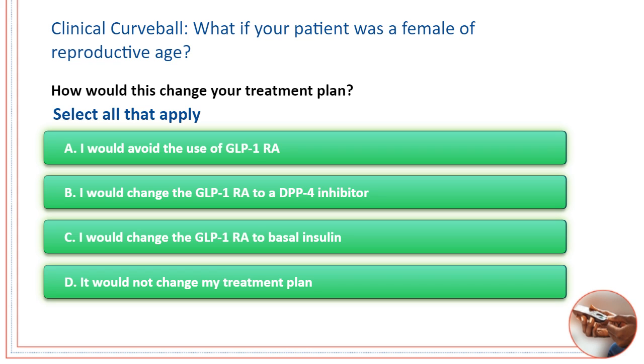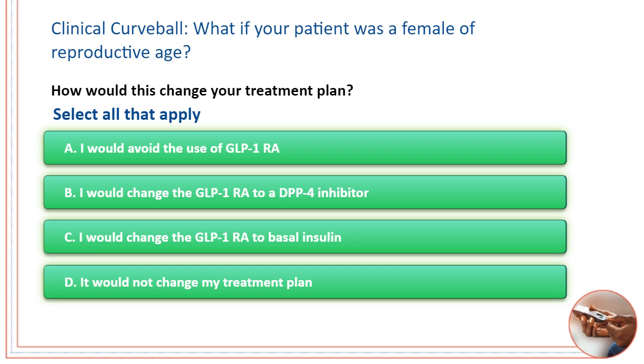So I have not personally avoided the GLP-1 receptor agonist class. I might consider changing to basal insulin if the person says they want to have a family in the next 6 to 12 months, because again, I don't want to take that risk. You certainly could have changed the GLP-1 receptor agonist to a DPP-4 inhibitor, but that would not have been nearly as efficacious. Even though it's category B, we don't use DPP-4 inhibitors commonly in pregnancy.